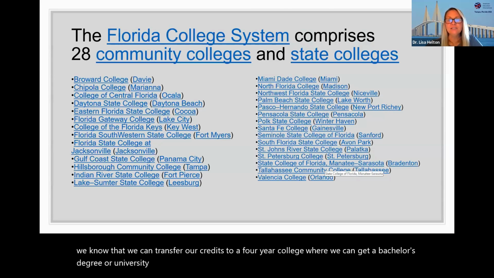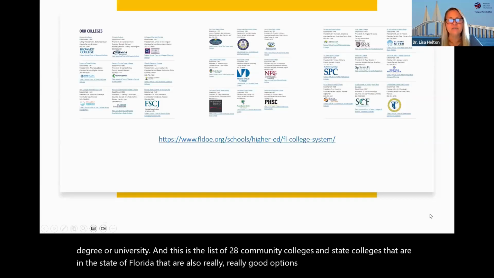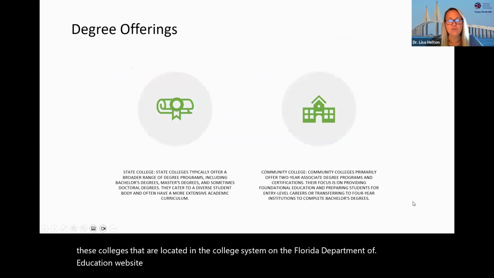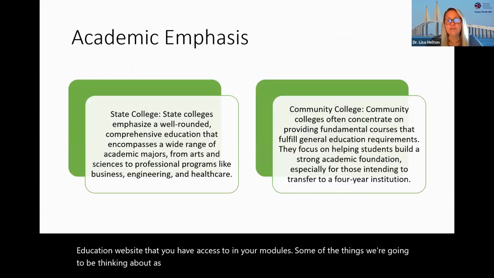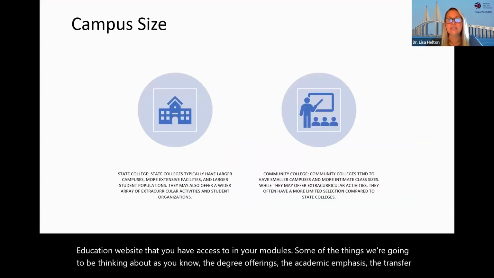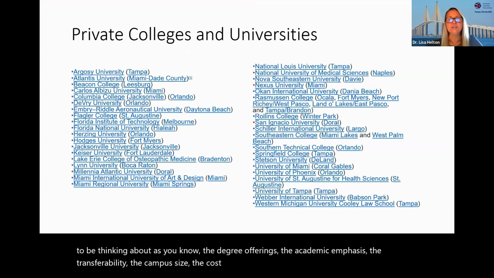And this is the list of 28 community colleges and state colleges that are in the state of Florida that are also really, really good options. Here's some images of these colleges that are located in the college system on the Florida Department of Education website that you have access to in your modules. Some of the things we're going to be thinking about, as you know, the degree offerings, the academic emphasis, the transferability, the campus size, the cost, the location.